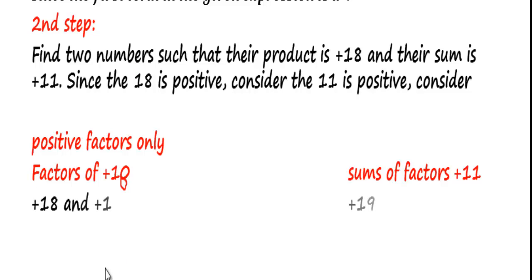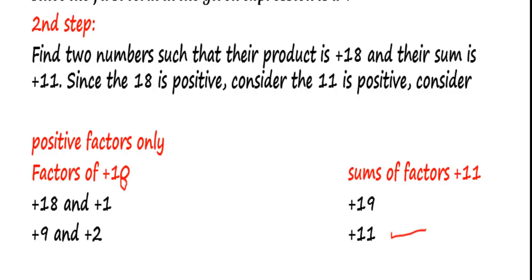Let's suggest 18 and 1, plus 18 and plus 1. When you multiply plus 18 times 1, you are going to get plus 18, which is right in multiplication. But when you add them together, you are going to get 19, which is wrong. You must get plus 11. Let's suggest two numbers again. Let's suggest plus 9 and plus 2. When you multiply plus 9 and plus 2 together, you are going to get plus 18. When you add them together, you are going to get plus 11. That means this one is correct.